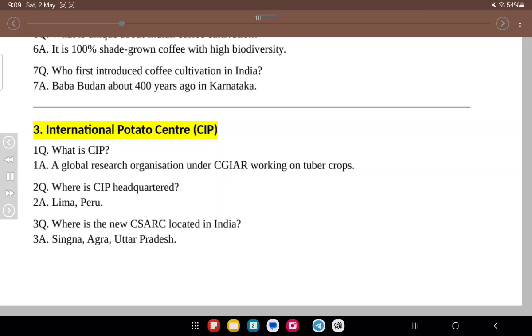3. International Potato Center, CIP. 1Q. What is CIP? 1A. A global research organization under CGIAR working on tuber crops. 2Q. Where is CIP headquartered? 2A. Lima, Peru. 3Q. Where is the new CSARC located in India? 3A. Singna, Agra, Uttar Pradesh.